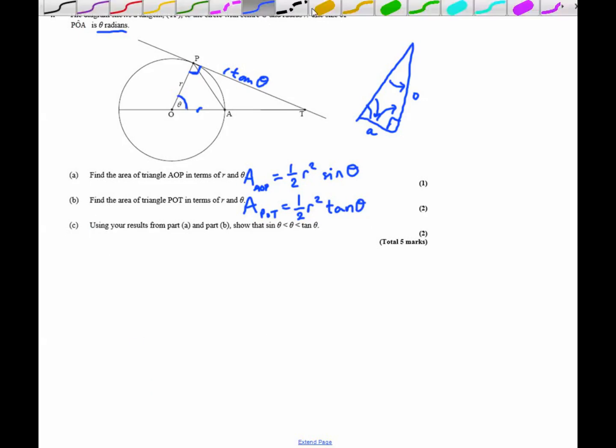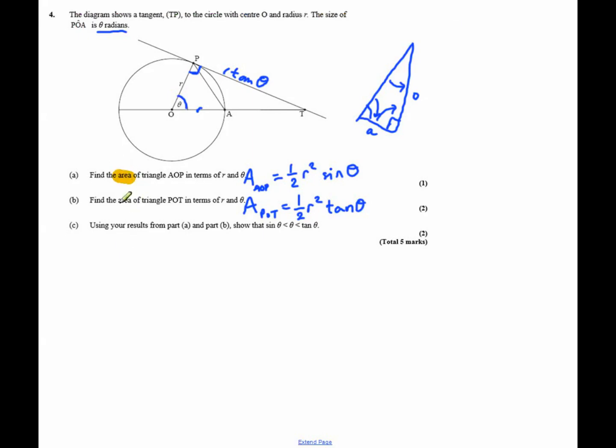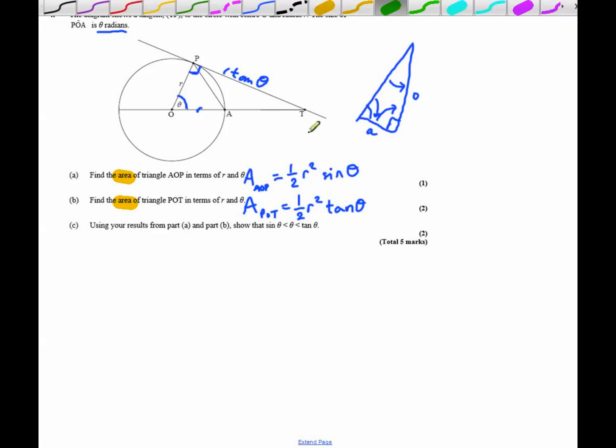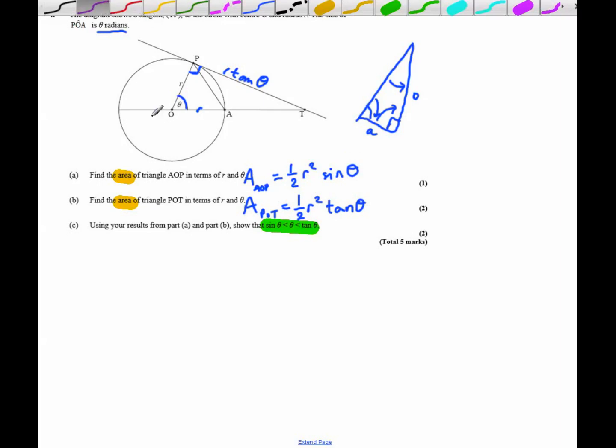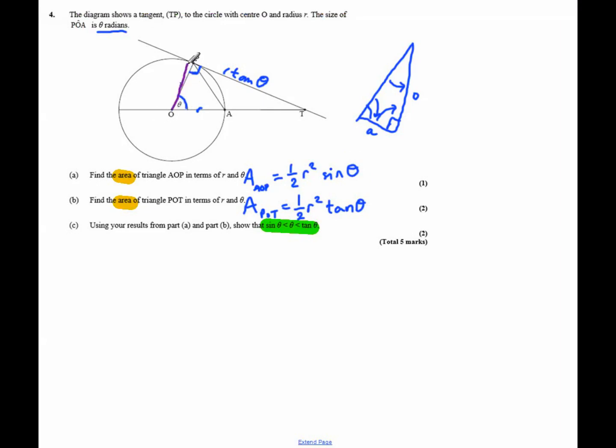Using your results from parts A and B, show that sine theta is less than tan theta. Now, the results from part A and B talk about areas. So I need to think, I want a triple inequality, which bounds something, where the sine bit is less than something, which is then less than the tan bit. What could that be?